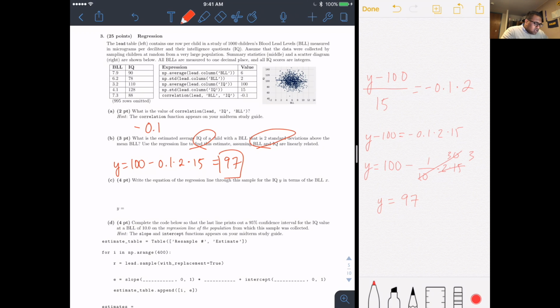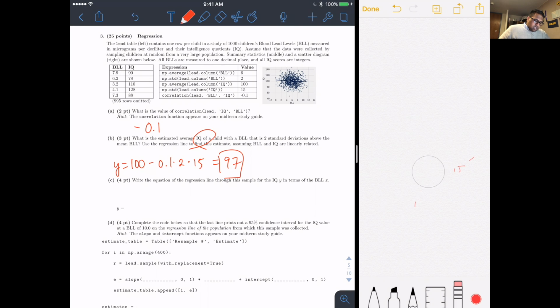So we could have done part B after doing part C, and then finding the blood lead level value that was 2 standard deviations above the mean and substituting that into our regression line. We could have done that, but this way was a little quicker, and we have a formula to calculate this kind of thing directly. But just so you know, there are different ways that you could do this question.